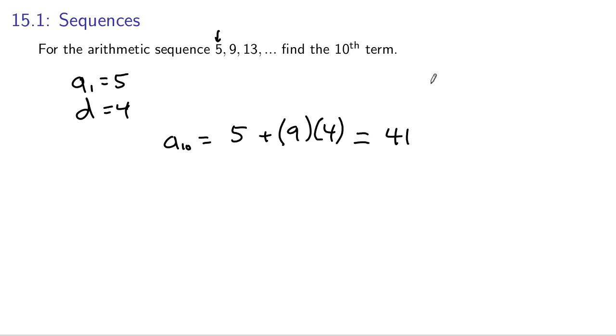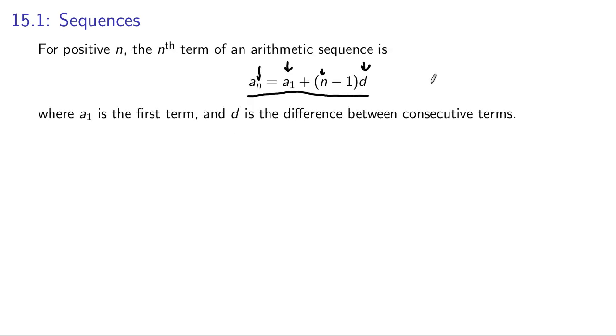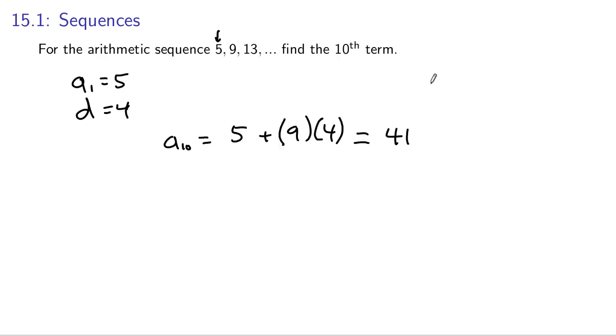And we're done. That's why having a general formula for a sequence is so handy, because we can just plug in and get our answer without having to find a sub 2, a sub 3, a sub 4, and so on.